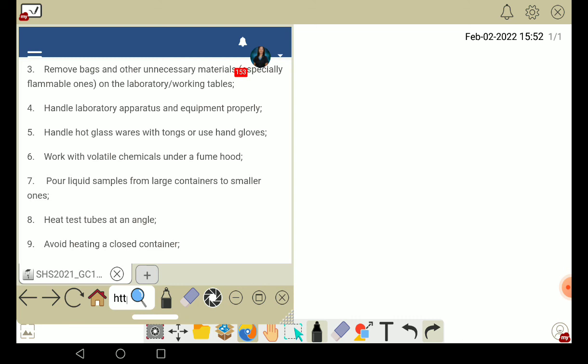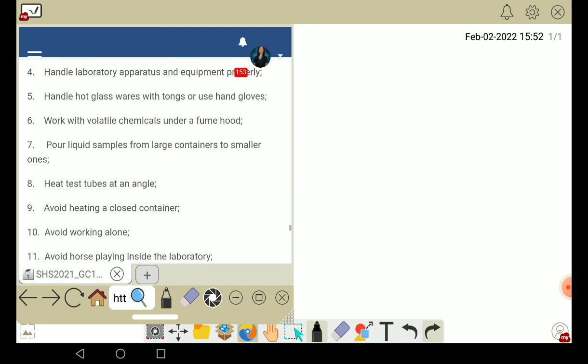Okay, next, work with volatile chemicals under a fume hood. As you can see in certain movies or other media, they have those hoods which protect our body from contact with these chemicals. Number 7, pour liquid samples from large containers to smaller ones.